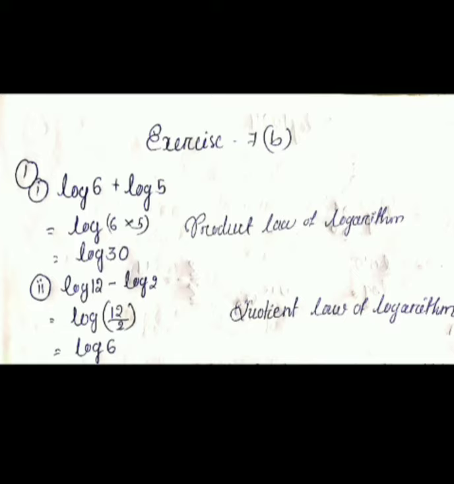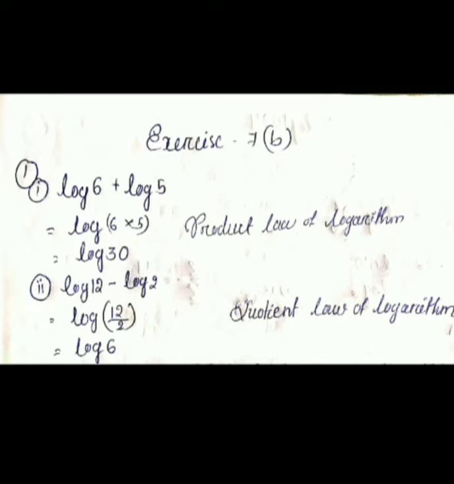So students, open your book, chapter 7, page number 75. Today we are going to discuss exercise 7B, okay? So students, see question number 1. Number 1 is: express each sum or difference as a single logarithm.